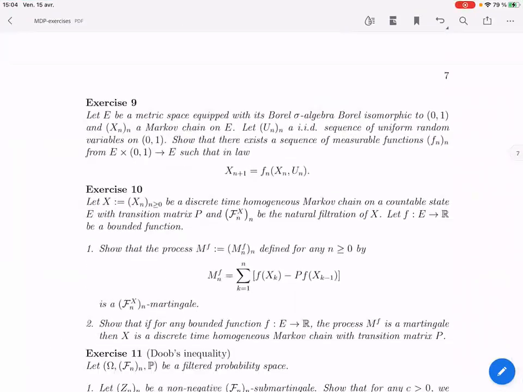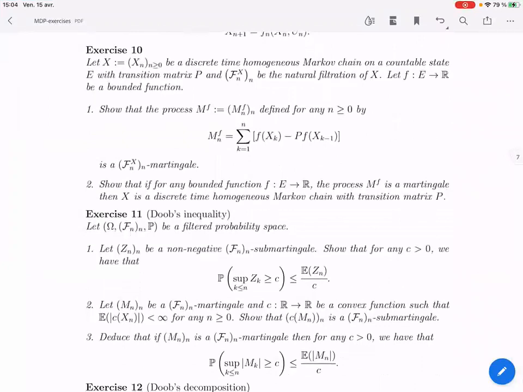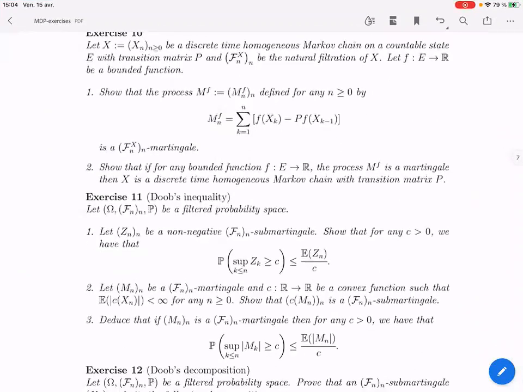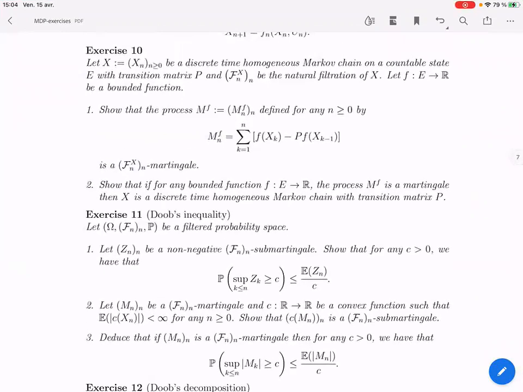Well, no, this one is too complicated. Afterwards, there are these things about martingales. Let us try in a few minutes to do this exercise 10. In exercise 10, you take some Markov chain on a countable state space E, with transition matrix P.